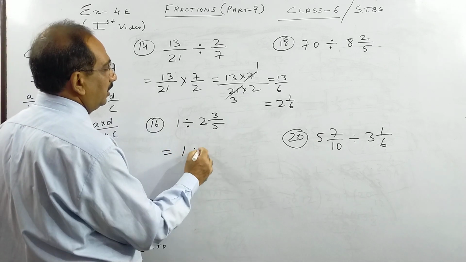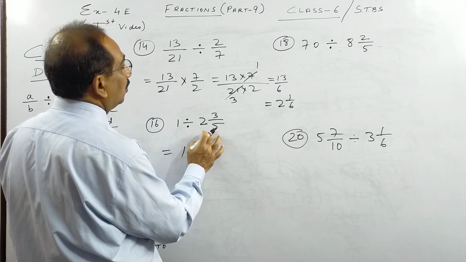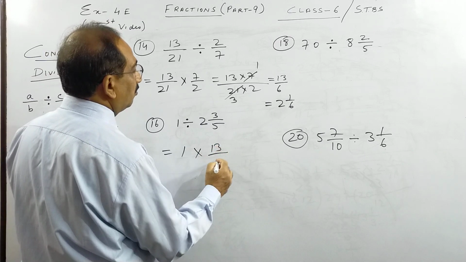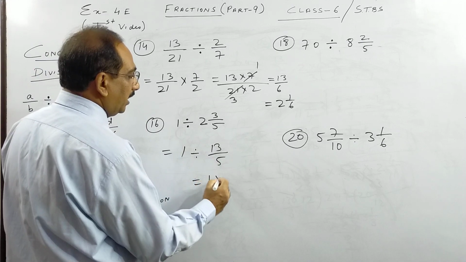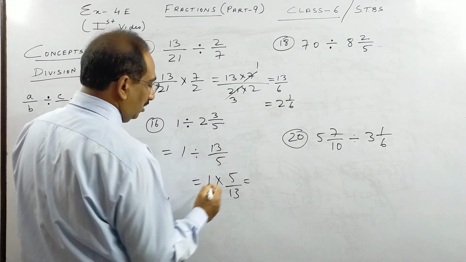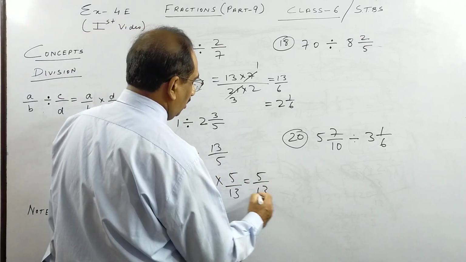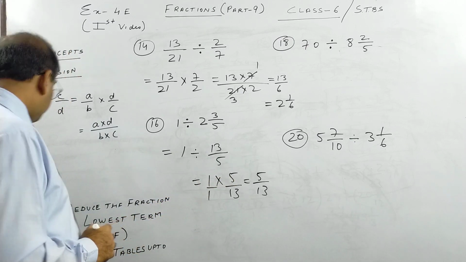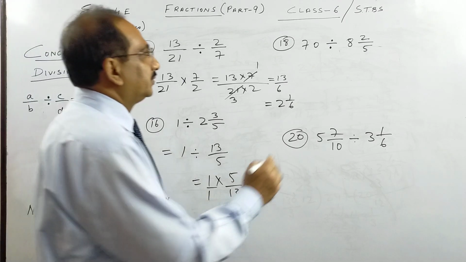Next here you see, before I do multiplication, children, I will convert it to improper fraction. 5 2s are 10 plus 3, 13 by 5. So let it be division only, first step. Then when I do multiplication, denominator becomes numerator, numerator becomes denominator. So multiply numerator with numerator and denominator with denominator. So we get 5 by 13.